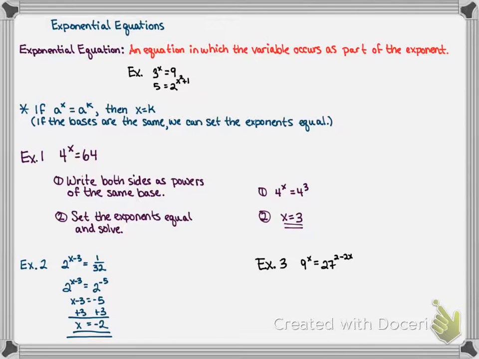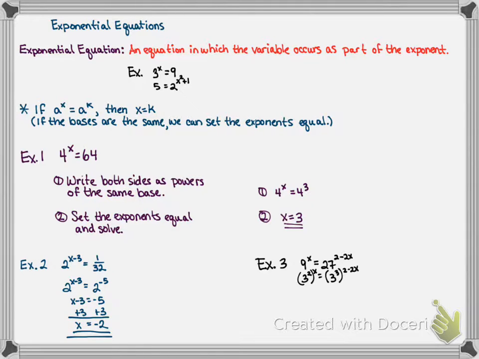Finally, 9 to the x equals 27 to the 2 minus 2x power. Okay, again, we want to write both sides as powers of the same base. But I can't write 27 as a power of 9. But I can write both 9 and 27 as powers of 3. 9 is 3 squared, so 3 squared to the x power. And 27 is 3 cubed, so the right side is 3 cubed to the 2 minus 2x power.